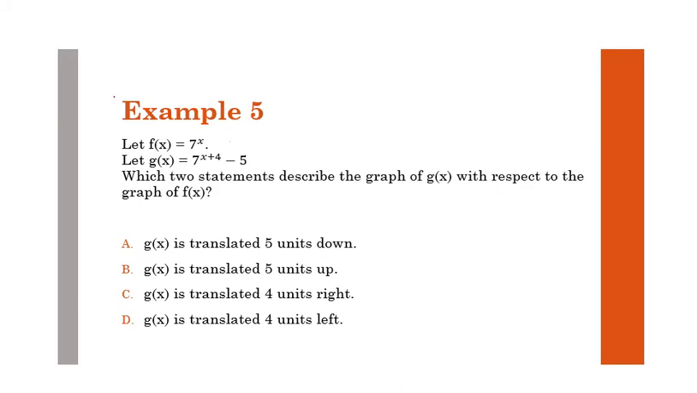Okay, example 5 says to let f of x equal 7 to the x, and then let g of x equal 7 to the x plus 4 all minus 5. We want to know which two statements describe the graph of g of x with respect to the graph of f of x. So this is a classic transformations problem.